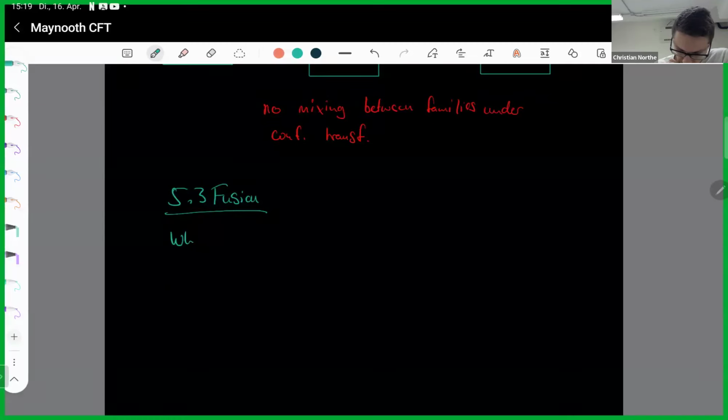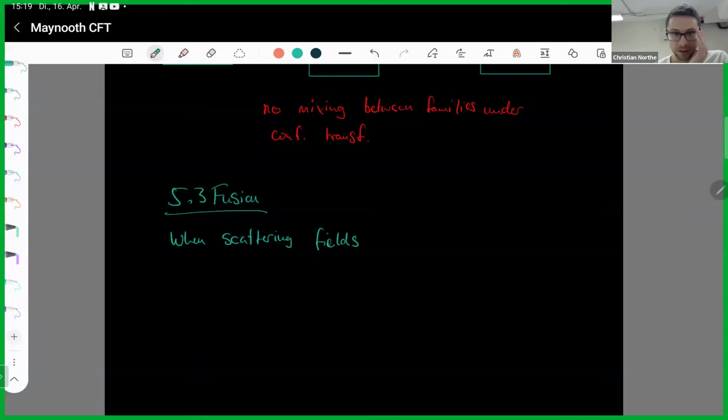So when scattering fields, this is something that unfortunately I didn't have time to explain, operator product expansions, to you guys yesterday, but I'm going to say a few words. When scattering fields, mixtures of families can arise.